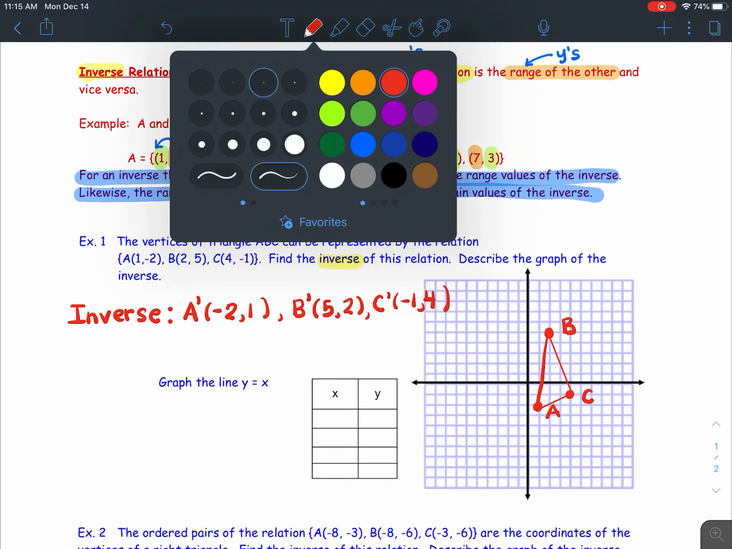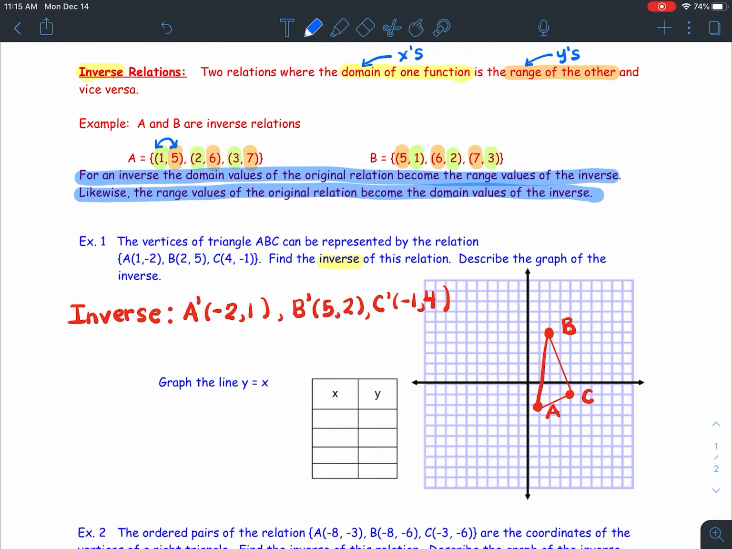I'll switch colors so this will be a little bit easier here. And we want to label them A apostrophe, so we know that that's the inverse point. We want to do 5, 2, it's the inverse for B, and then negative 1, 4 would be the inverse for C. Okay, and we're going to connect those so that we can get that triangle.